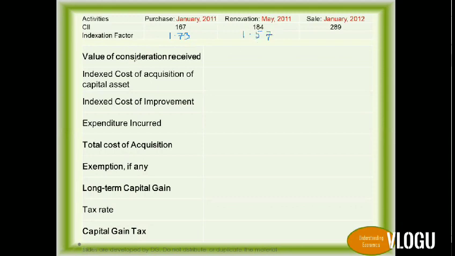So value of consideration, remember in the second part we don't have any brokerage on the selling side. So value of consideration received will be the entire value of selling, and the value of selling is 90 lakh rupees. Now instead of taking the cost of purchase, here we will consider the indexed cost of acquisition or the indexed cost of purchase. What is the actual purchase value?